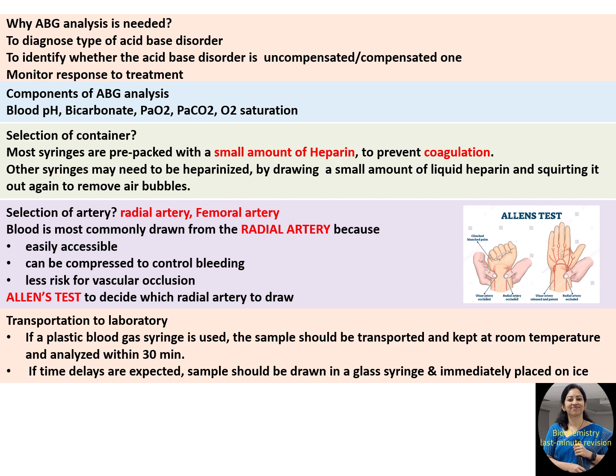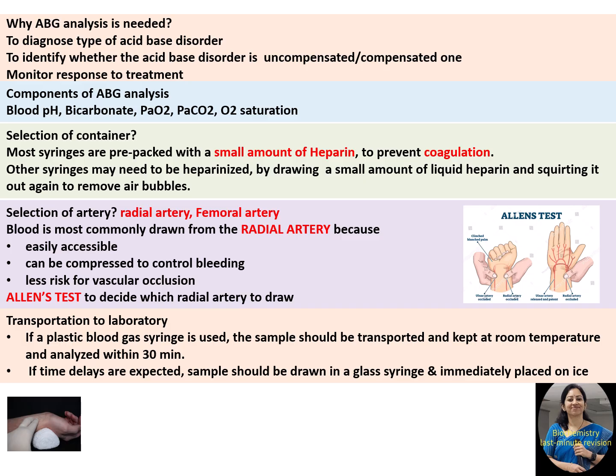Next part is transportation to the lab. If a plastic blood gas syringe is used, then the sample should be transported and analyzed within 30 minutes of collection of the blood sample. If there is a delay, the sample has to be collected in a glass syringe, placed on ice, and then sent to the lab.